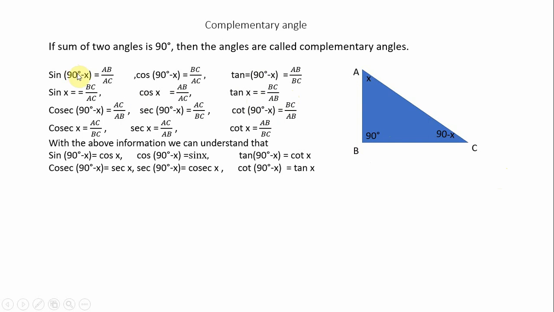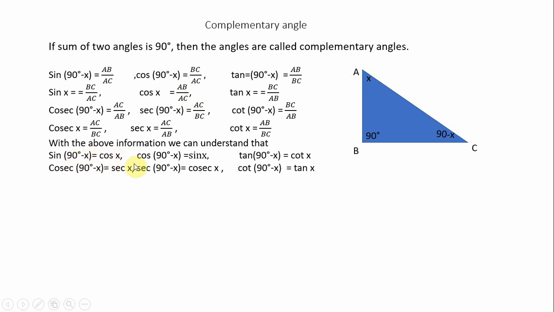Now we have written sin, cos and tan values of 90 minus x and sin, cos, tan of x also, both we have written. Now carefully observe children, what can you find out? Sin 90 minus x is equal to AB by AC, which is also equal to cos x. Cos x is AB by AC and sin 90 minus x is equal to AB by AC. So what can you conclude? Sin 90 minus x is equal to cos x. This is a conclusion of it.